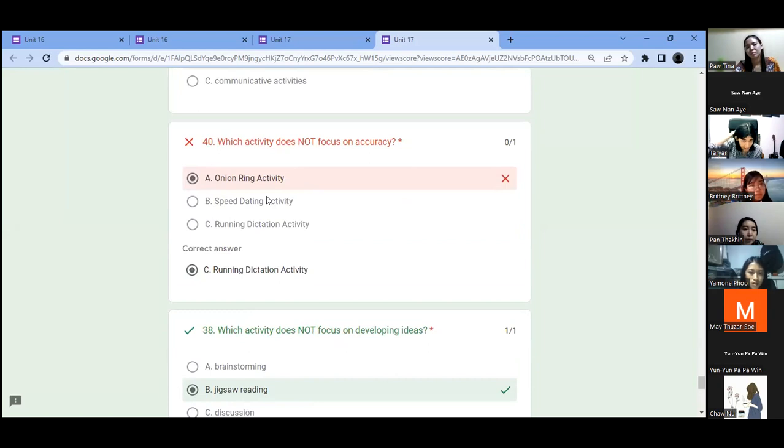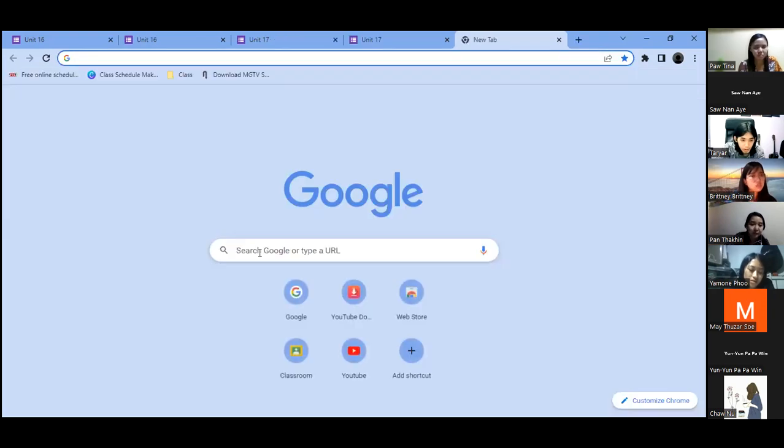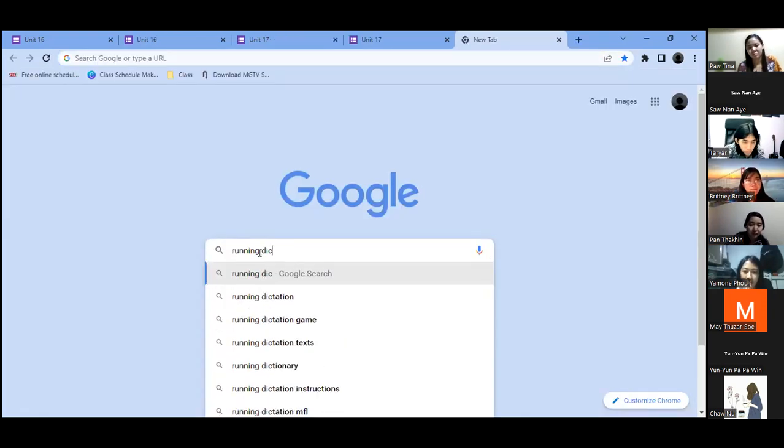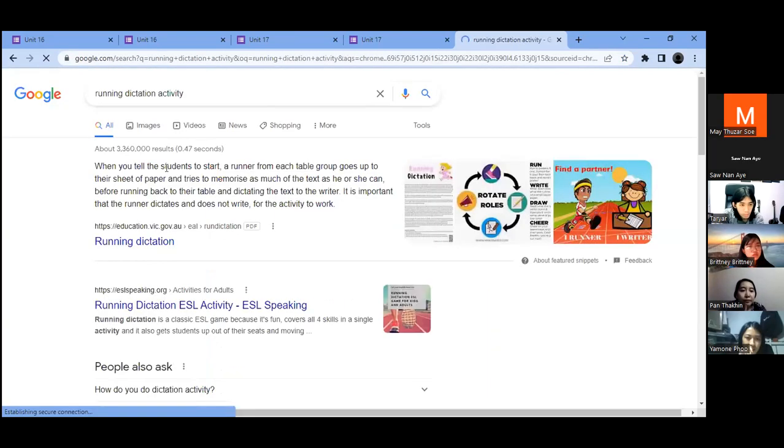Oh, here. Running dictation. Why? Don't forget something. I have to find it out. Running dictation activity. Memorize, oral drill, yes, memorize. But oral drills look similar though. All three of those activities. But it's focused on form, right? They memorize the words. No? Yeah.